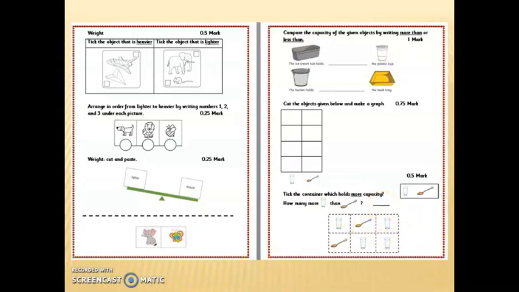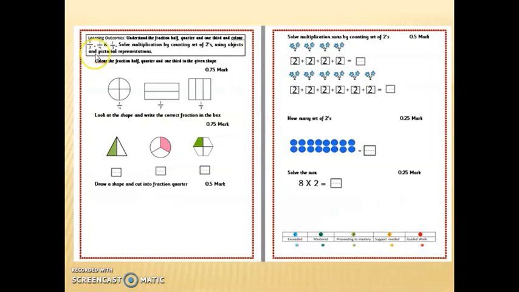Thank you. The last areas are fraction and multiplication. For fraction, you will color the fraction half, quarter, and 1/3 in the given shapes. In question number 2, you will look at the shapes and you will write the correct fraction in the given boxes. In question number 3, you will draw a shape and cut into fraction quarter.